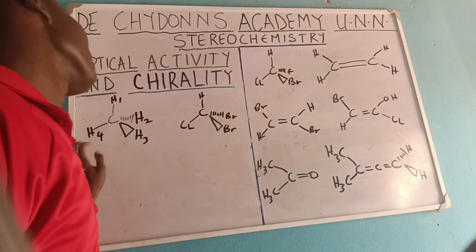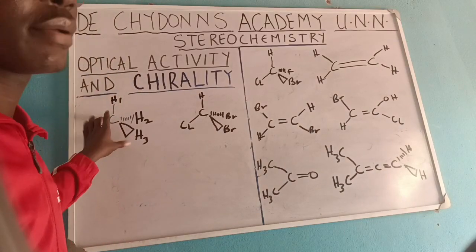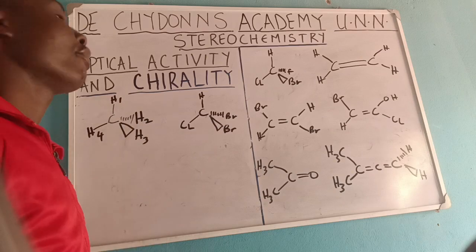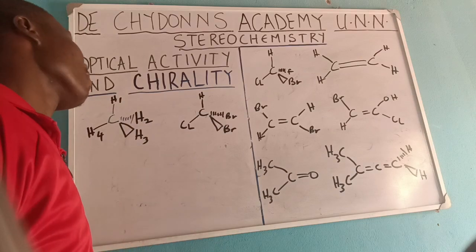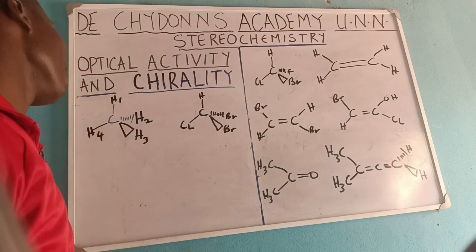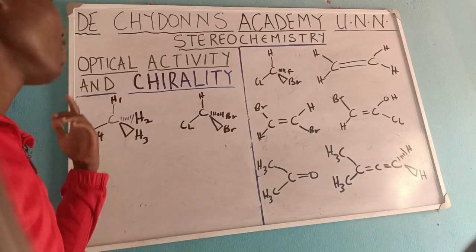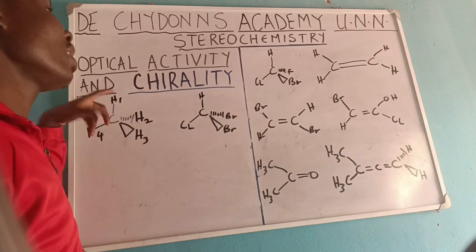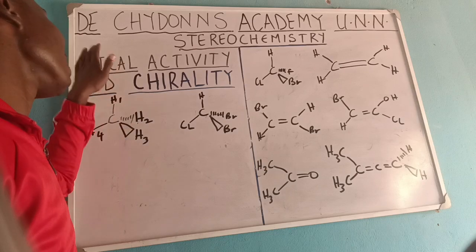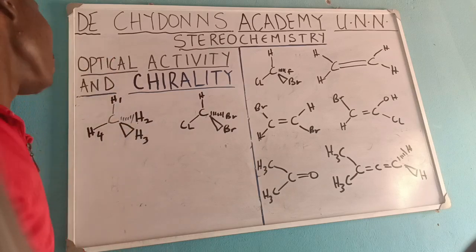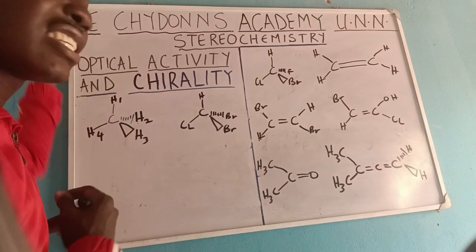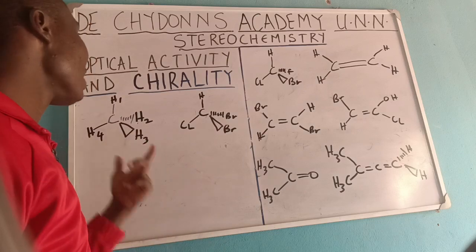So let's look at this first compound. This is methane. Methane is 1 carbon and then 4 hydrogen. So let us see the planes of symmetry that are present in this compound. Remember, wedge bond means it's coming out from the plane, the hash bond means it's going away from the plane, and then the stick bond means that it is right on the plane. So this particular compound has 6 planes of symmetry.